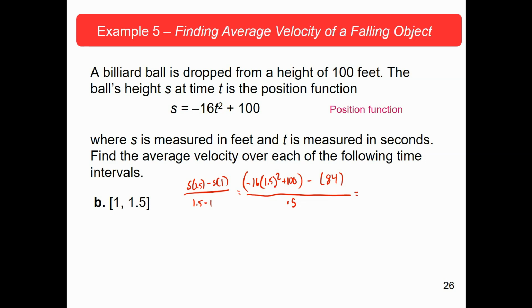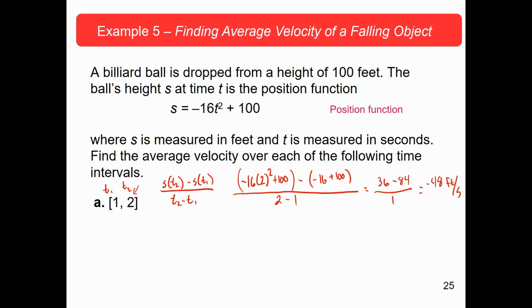So I'm going to let you think about that. Think about it as a thought experiment. And we're going to figure it out in just a second, but kind of use your brain to think about that for a second. Write down whether you think it's going to be bigger or smaller. And then let's do it. So negative 16 times 1.5 squared is negative 36 plus 100 is 64 minus 84 is negative 20 over 0.5. Negative 20 over 0.5 is just negative 40. So negative 40 feet per second.